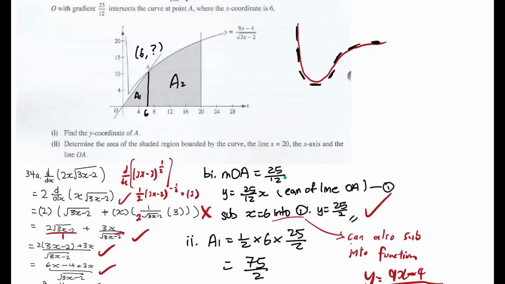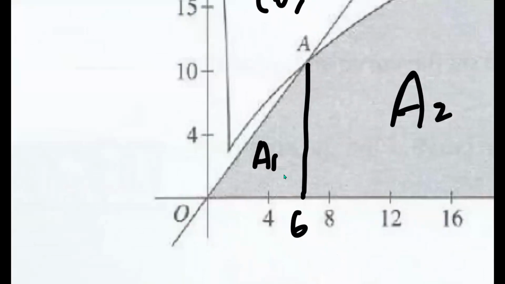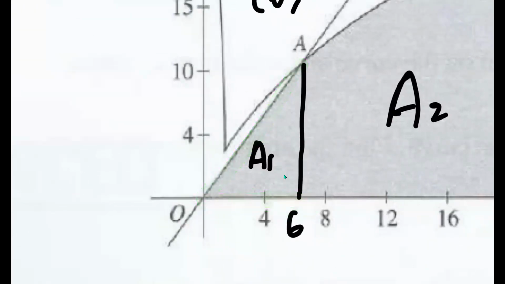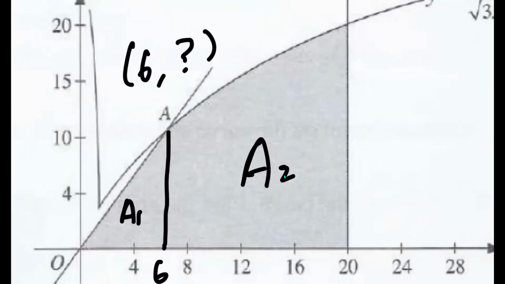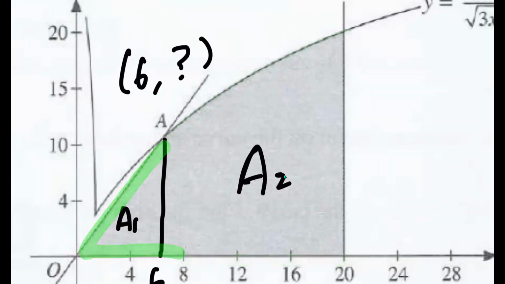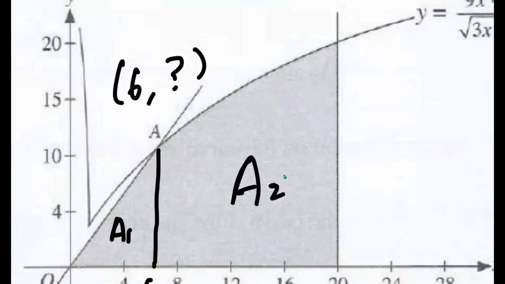Move on. Part 2, determine the area of the shaded region bounded by the curve, the line x equals 20, the x-axis, and the line OA. Yes, very good. You split it correctly. So what you notice is that in A1, the upper function is a straight line, lower function is also a straight line. But for A2, the upper function is the curve, lower function is the straight line, the x-axis. So upper minus lower, get the A1. Integrate from 0 to 6. Then integrate from 6 to 20, the upper minus the lower. And then you add them together, you get your answer.